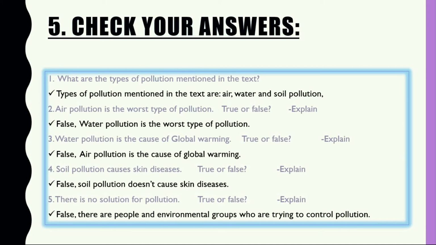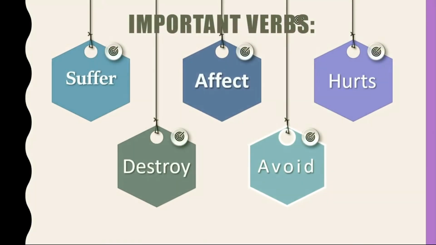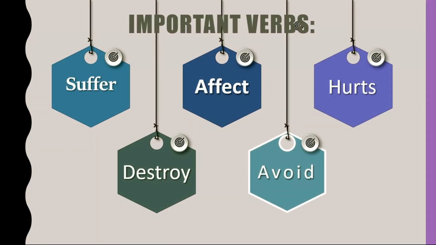Well, I hope you learned with me some key vocabulary items to speak about the environment and to be able to understand when you hear someone speaking about it, especially about pollution, the causes, consequences, and solutions for pollution. Finally, this is a list of important verbs that will help you speak better about this phenomenon. Suffer, affect, hurt, destroy, avoid.